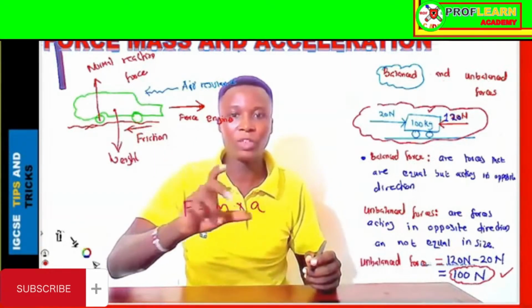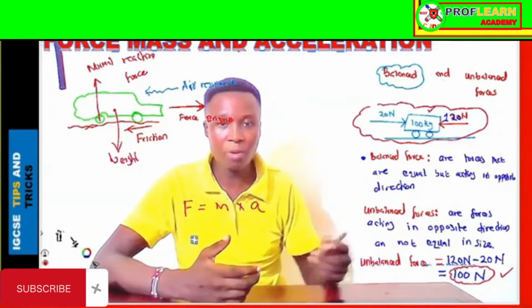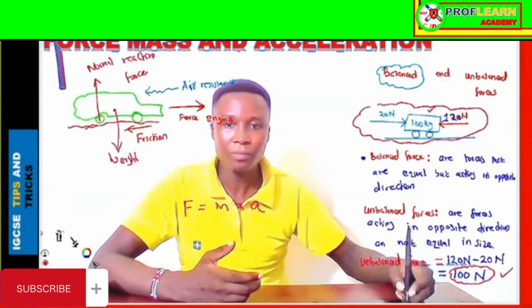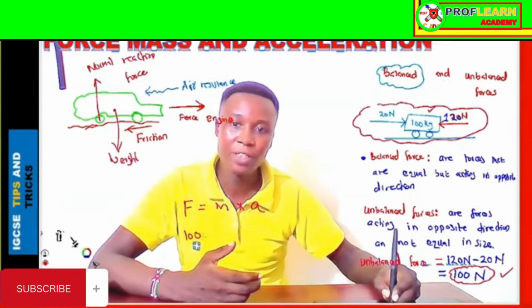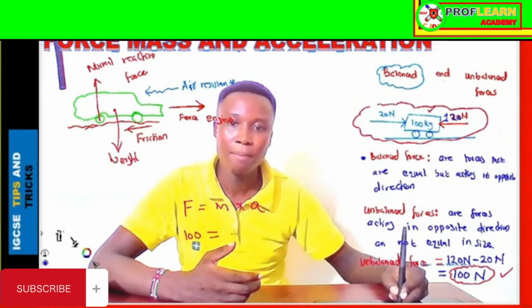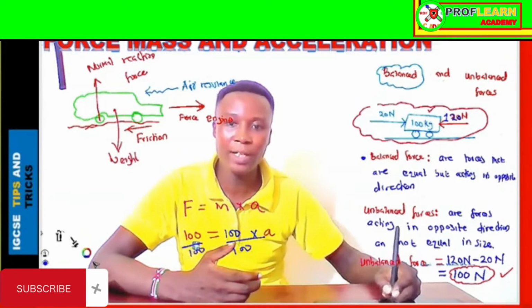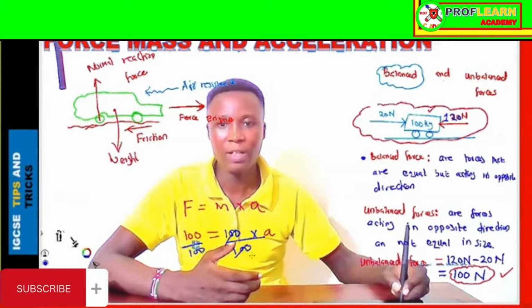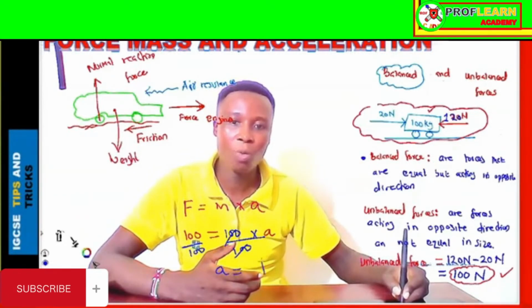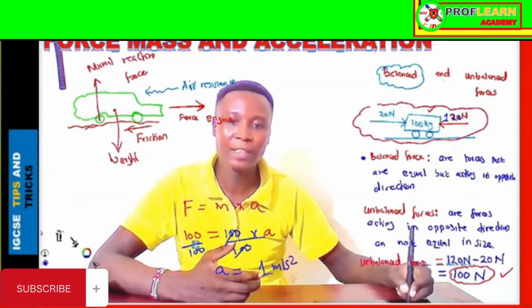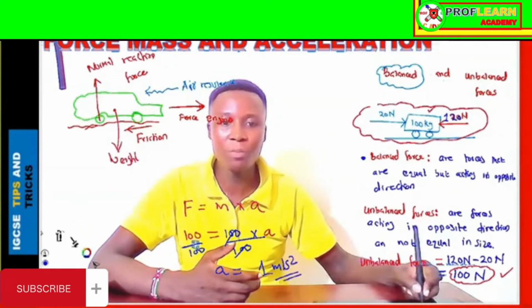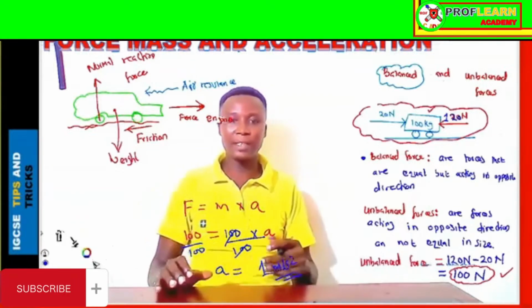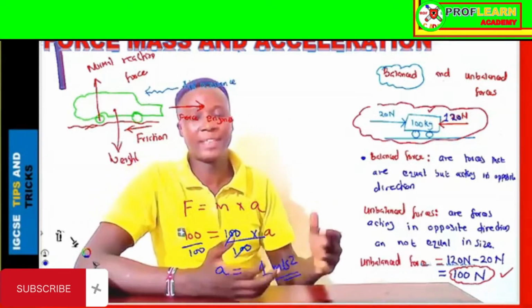From this formula, force equals mass times acceleration, we can say that 100 Newton equals the mass of 100 kg times the acceleration. Now, in order to get acceleration, we're going to divide by 100 on both sides. This and this are going to cancel out. And of course, our a is going to be 1 meter per second squared. So this object is going to accelerate at a rate of 1 meter per second squared.